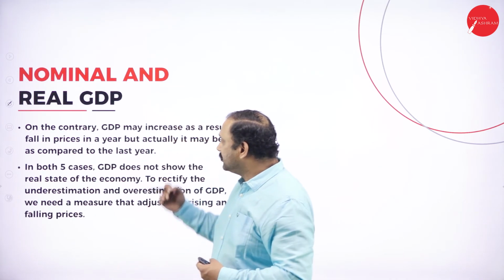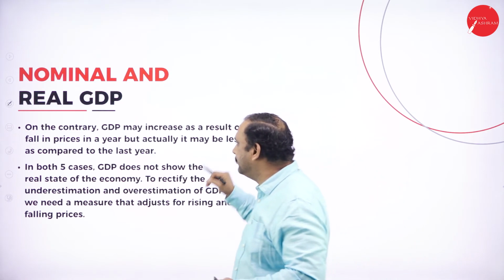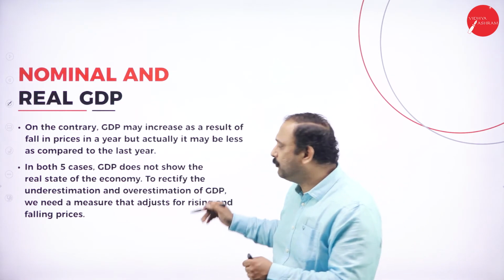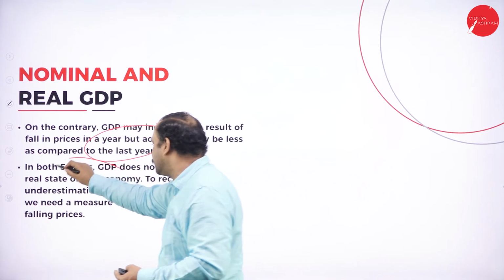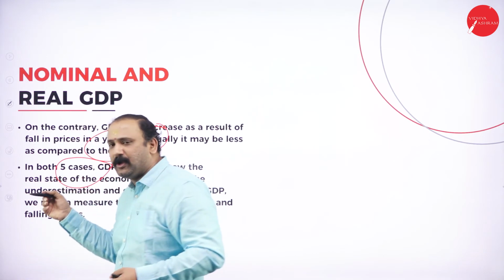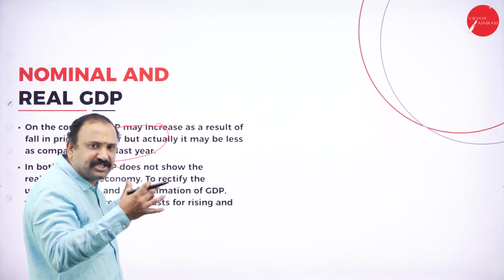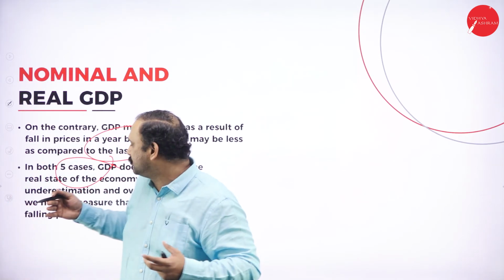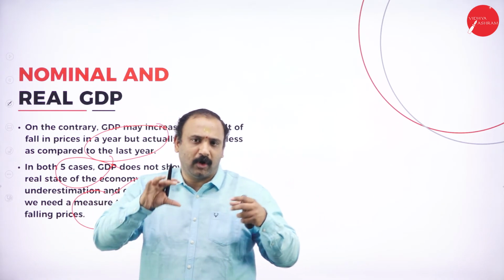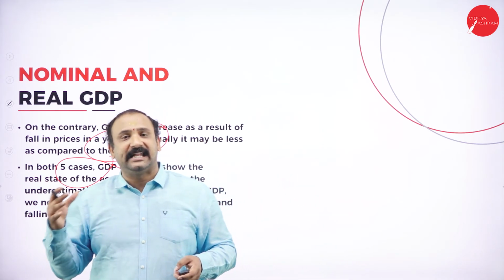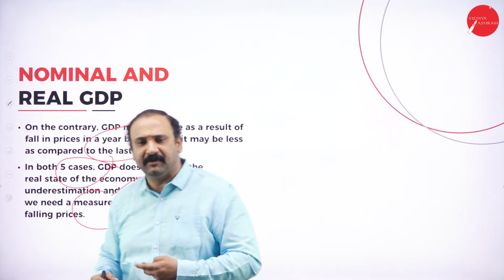On the contrary, a GDP may also increase as a result of a fall in prices in a year, when it is compared to the last year. In both cases, GDP will not show the real value. To rectify the estimation of GDP, we need a measure that adjusts for the changing prices. So we always need a method that can help us adjust the price and calculate the GDP at any given point of time.